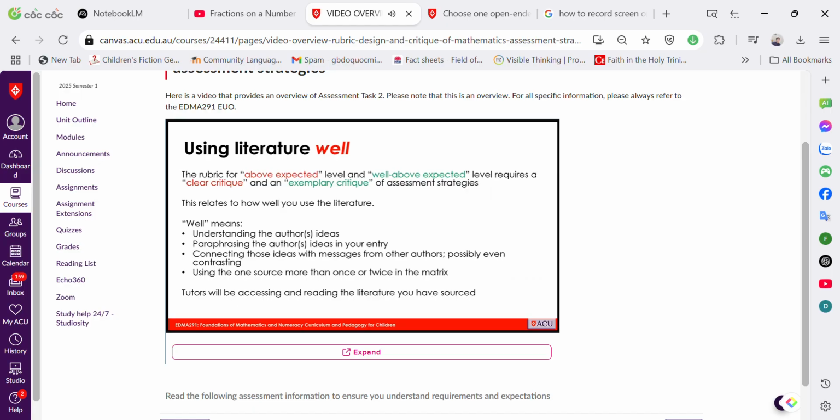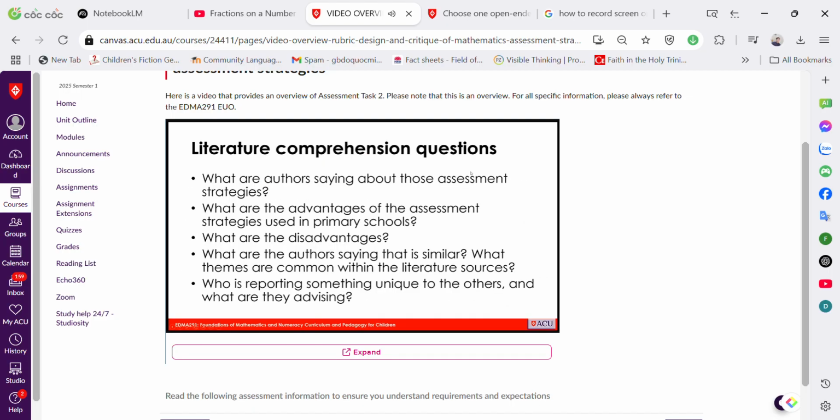What do we mean by using literature well? Well, to get above the expected level and well above, it requires a clear critique and an exemplary critique. So what we're really looking for here is using literature well means understanding what the authors are saying, paraphrasing their ideas and putting it into your own words. You're going to connect those ideas with messages from other authors, possibly looking at comparing and contrasting. Who's saying things that are the same? Who's saying things that are different? You're going to use more than one source. You're going to use a source more than once or twice, if that's true, for your literature review.